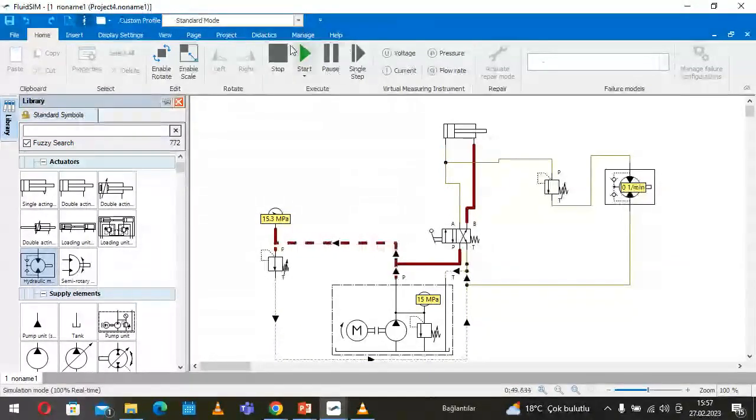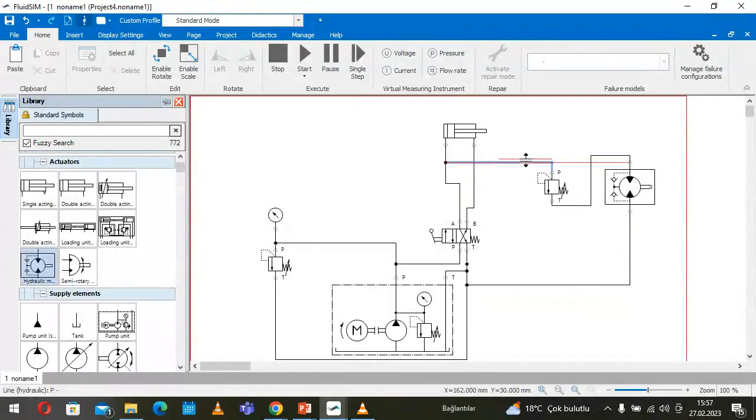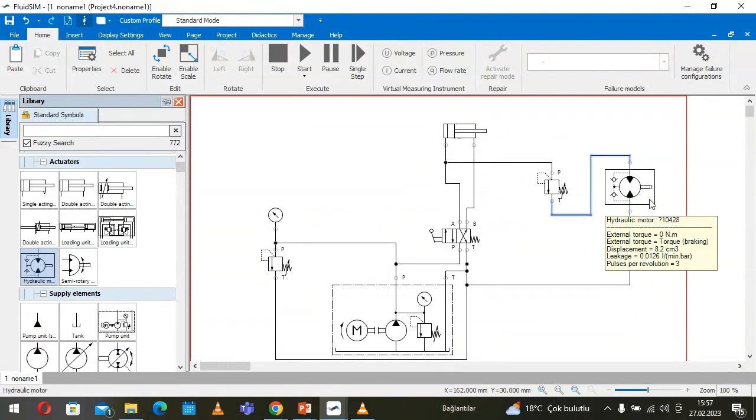Not before, because the reason is, after the piston arrives at its final position, the pressure is increasing. After the pressure has increased to the level which we have adjusted here, 15 bar, this valve opens, and then oil can flow via this valve into the motor, and the motor starts to rotate like this.